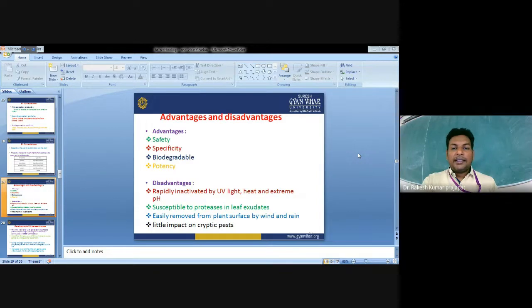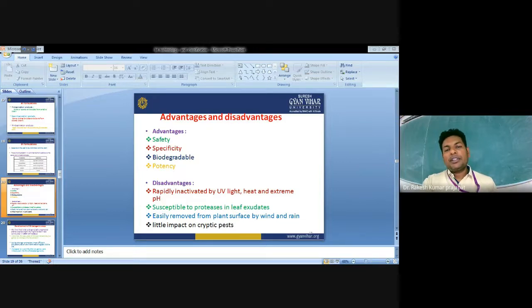Now, the advantages and disadvantages of BT toxins. The advantage is safety: it is safe for human health. Another is specificity. Let me tell you about the safety aspect of BT technology and its effect on human health. Human beings are non-target organisms, so we are talking about the effect of BT on non-target organisms.